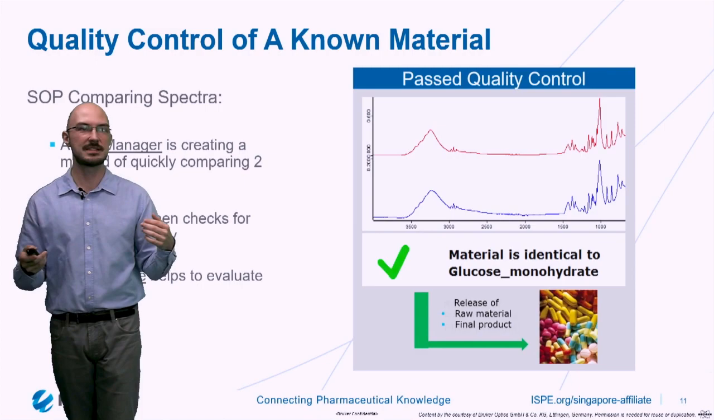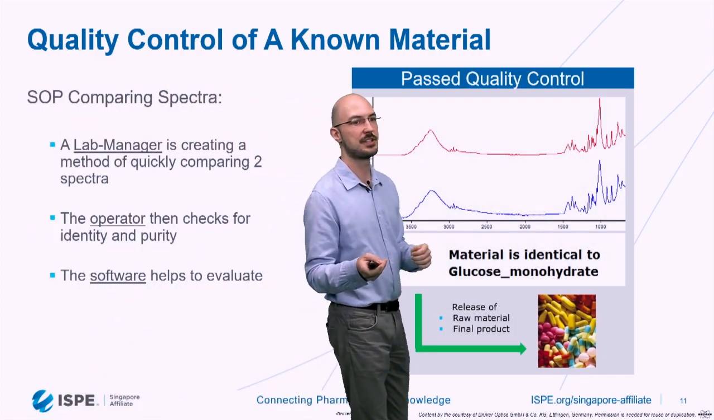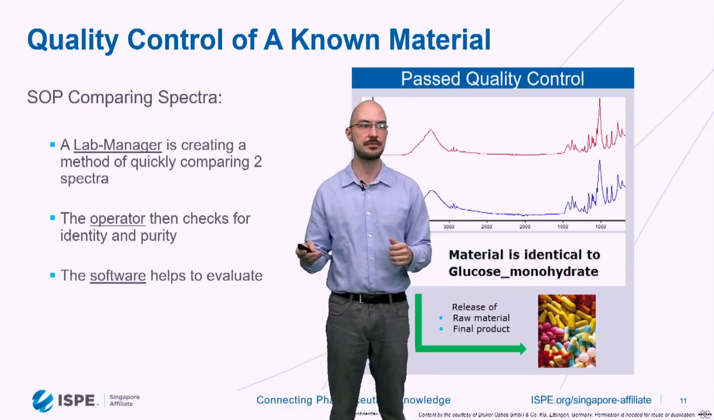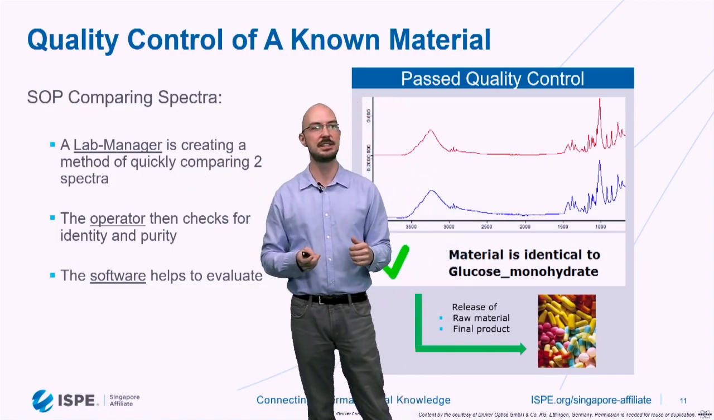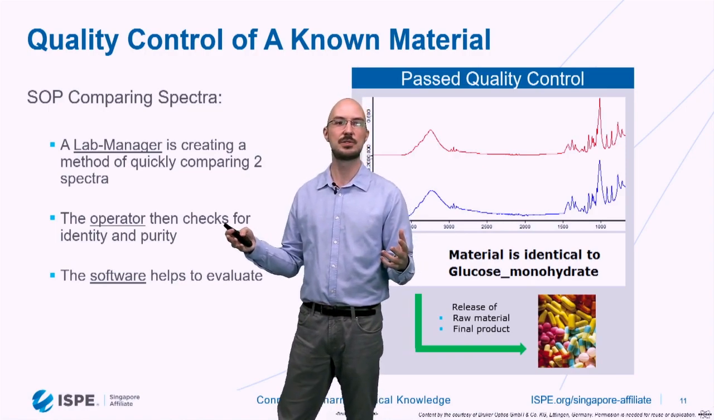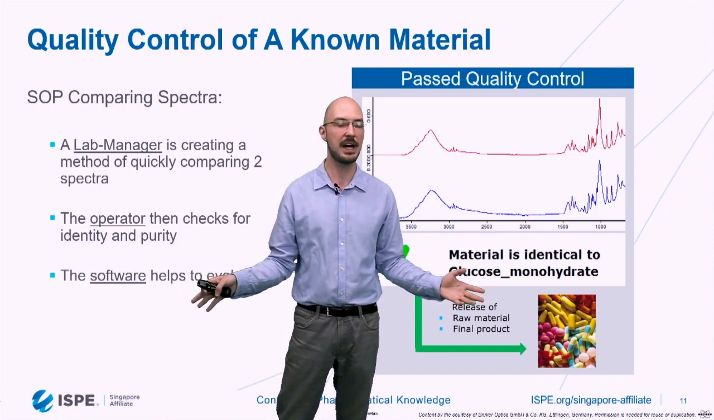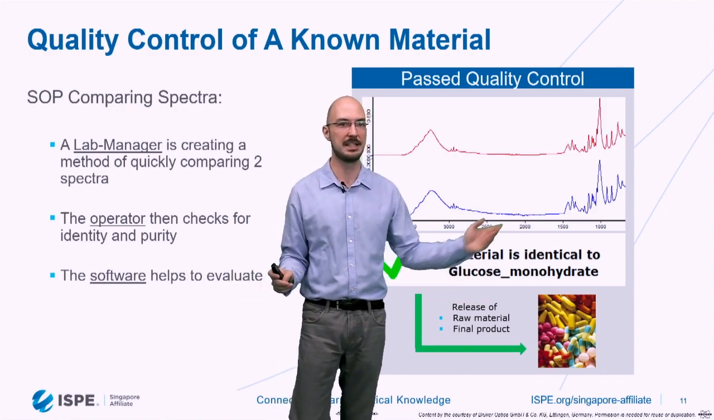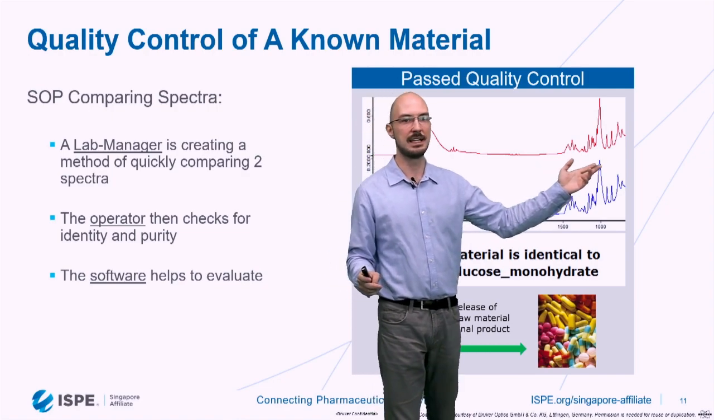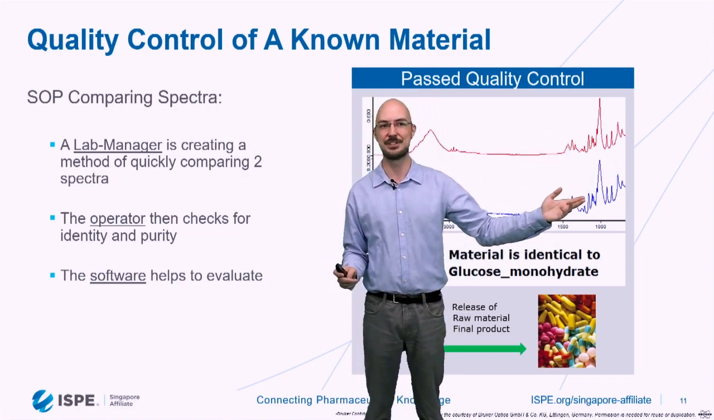So how does the standard operating procedure of such a quality control look like? First, we have the lab manager creating a method, so you can quickly compare those two spectra. Like, for example, we have the glucose monohydrate, as can be seen here. And this way you can already see here it's looking pretty similar.